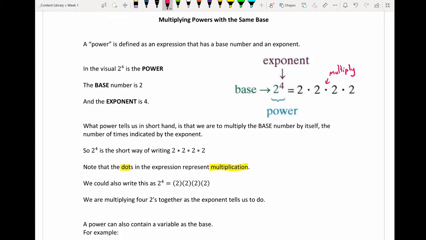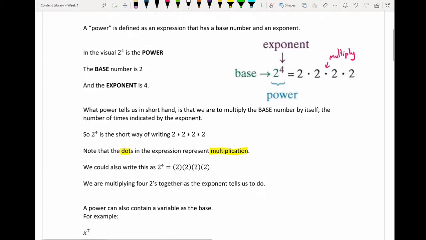As we get into our further units, we're going to start introducing variables or letters, and sometimes the letters, usually x, can look like multiplying, so that's why we tend to use either dots or brackets to represent multiplying. Which is why we could also write 2 to the power of 4 as 2 in brackets, 2 bracket 2 bracket 2 bracket 2. So again, it's all representing the same thing. As long as we're showing that we're multiplying four 2's together as the exponent tells us to do, then that's good.